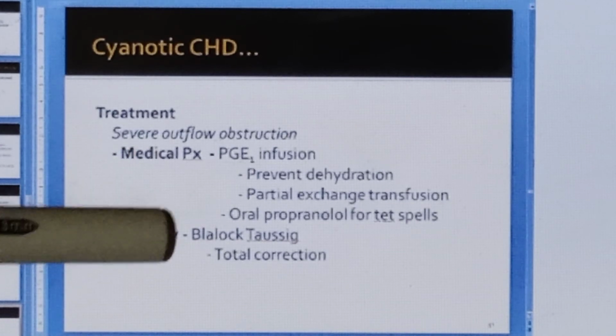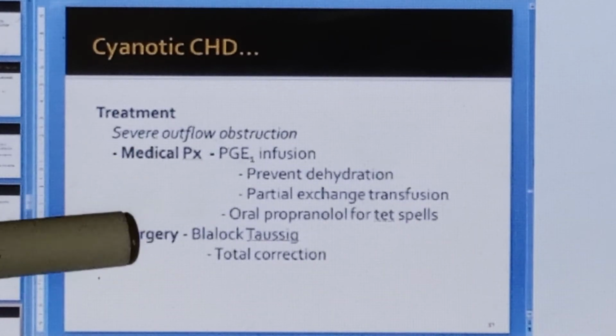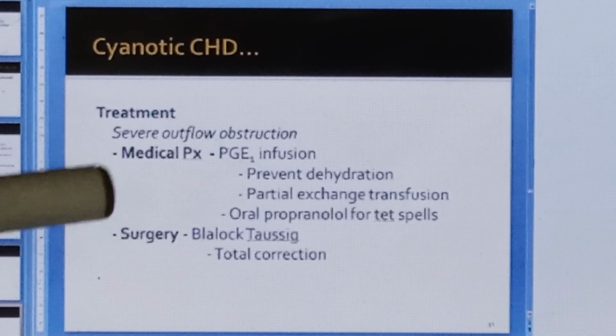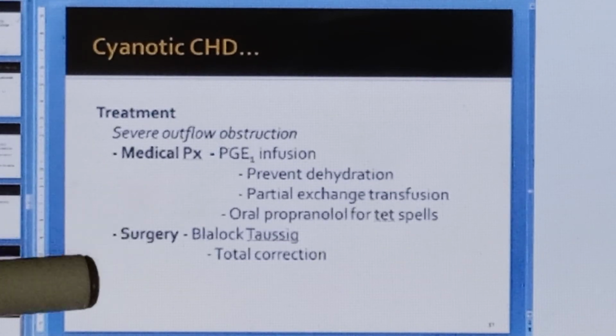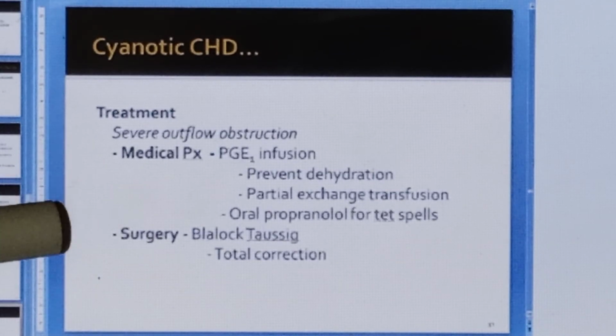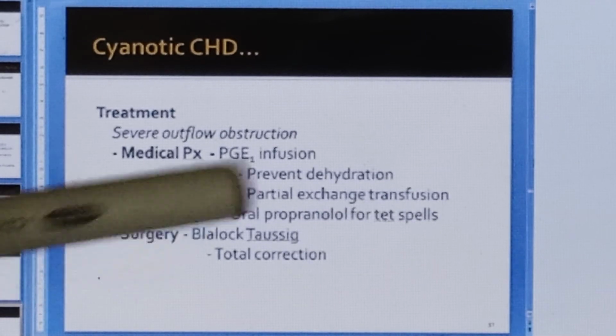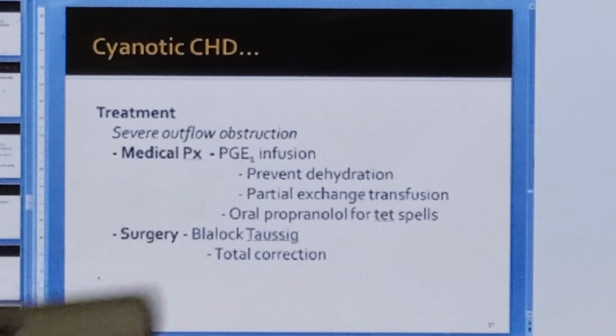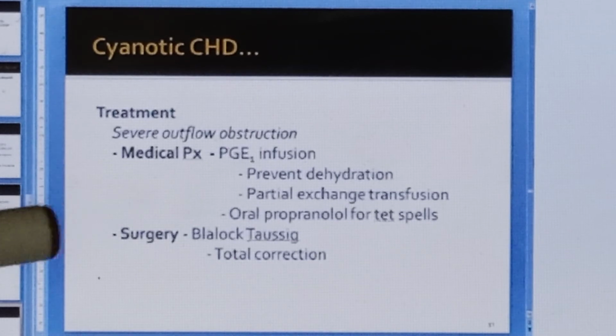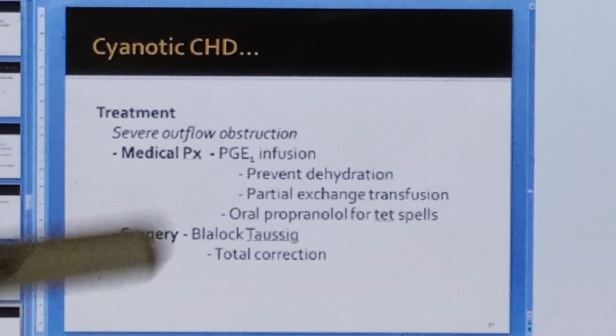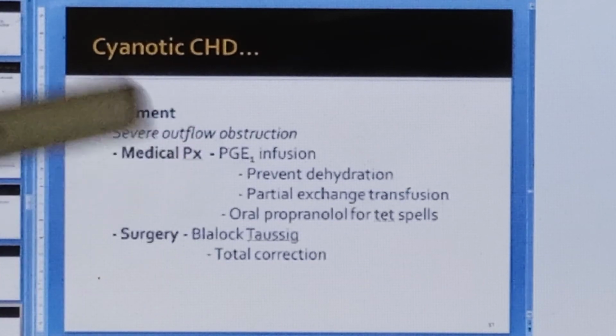Surgery includes, in temporary cases, the Blalock-Taussig operation, in which an artificial communication is created between the pulmonary vessels and the subclavian arteries. So the systemic blood enters into the pulmonary circulation. So it favors the oxygenation of the blood. It is a temporary procedure.